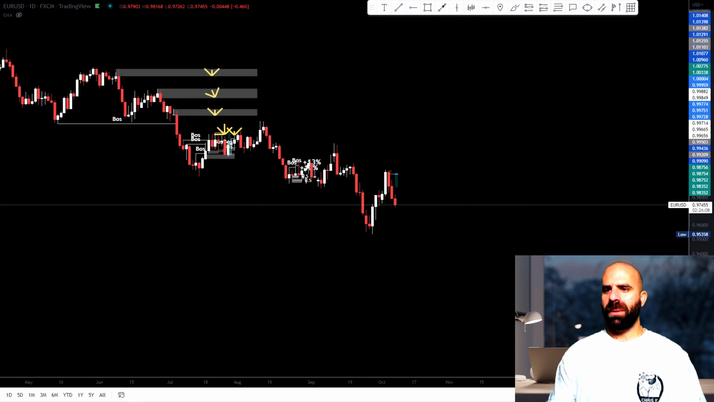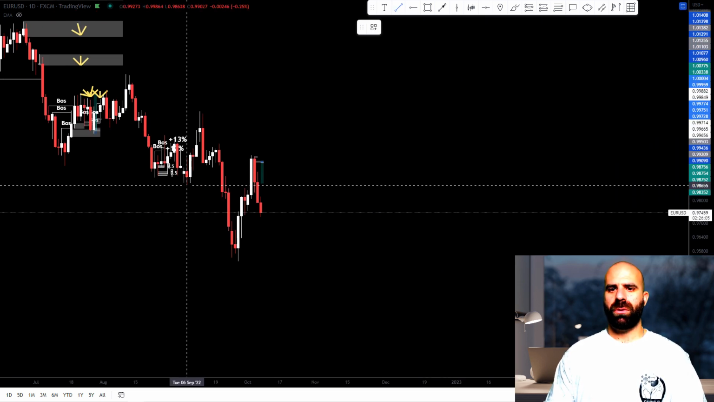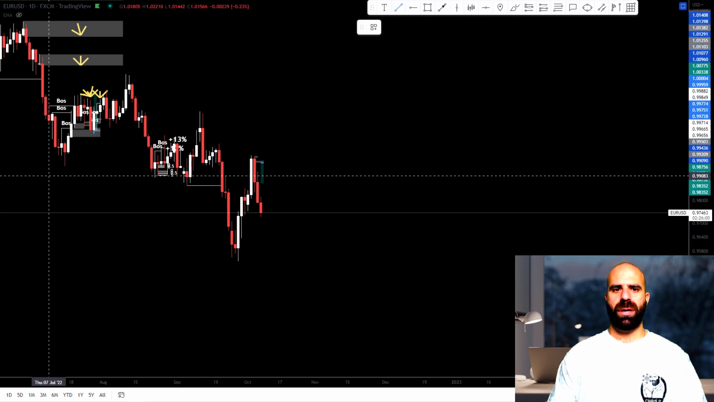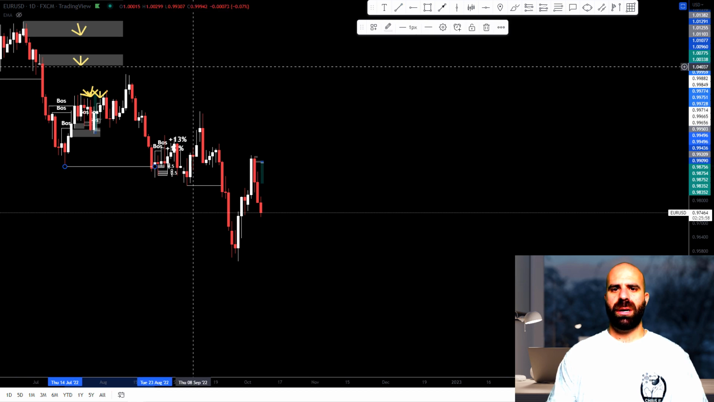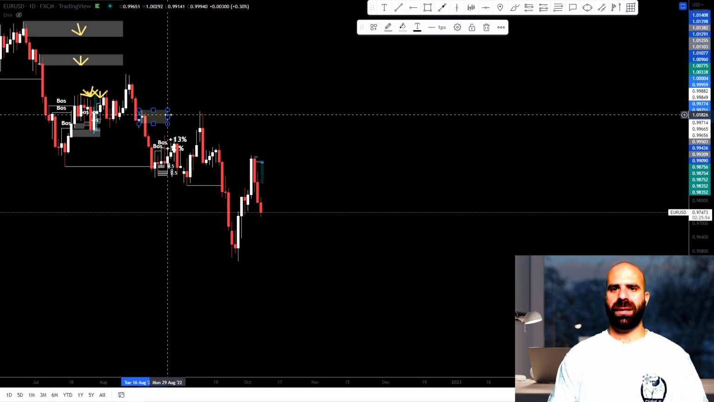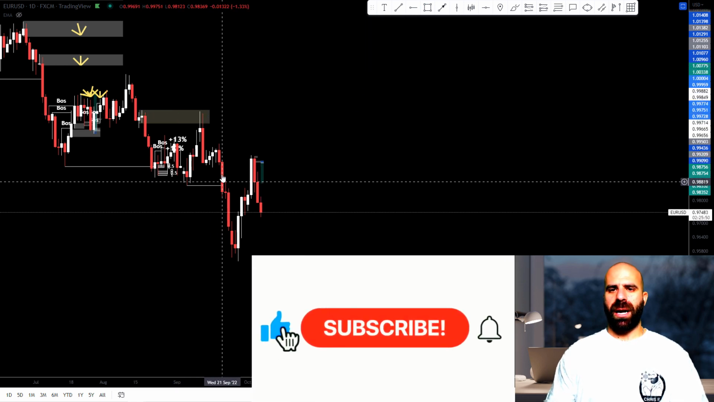So on the daily time frame, we see that we break structures. We broke structure here, and this is the only one that we're interested in. We are not interested in this one because this has played out perfectly. We can see that right here. Now we broke this structure.